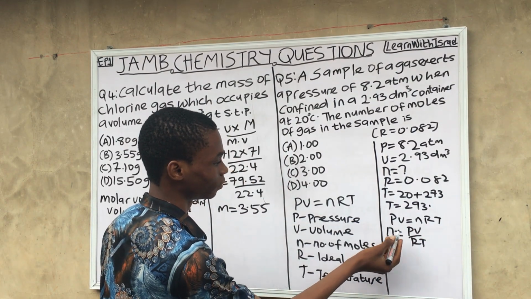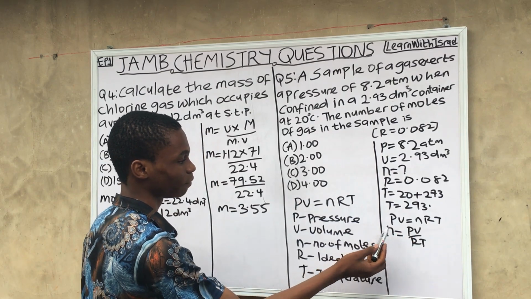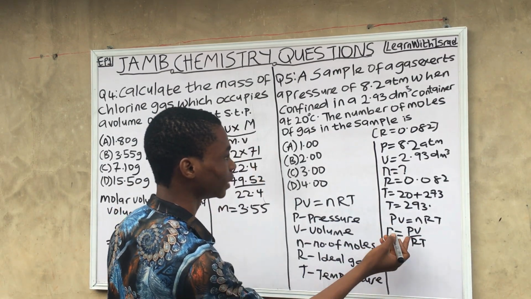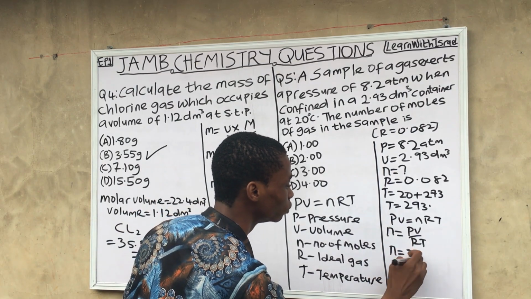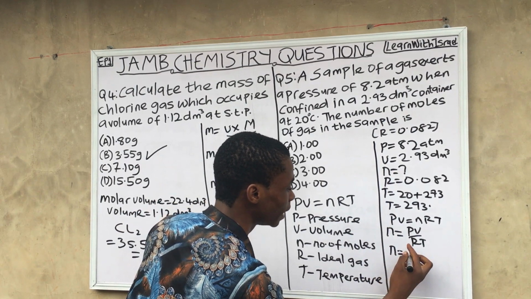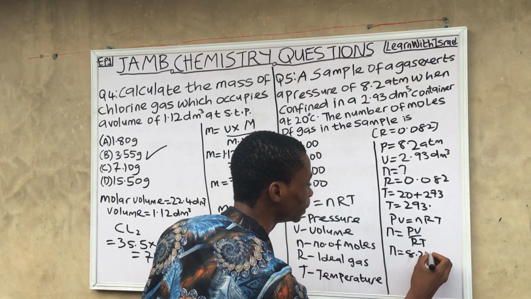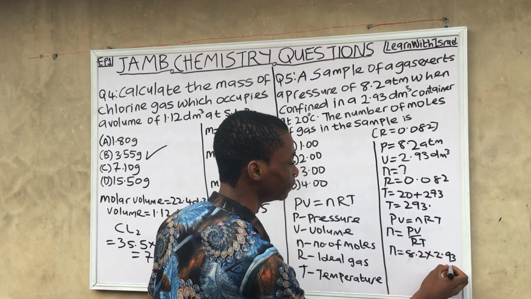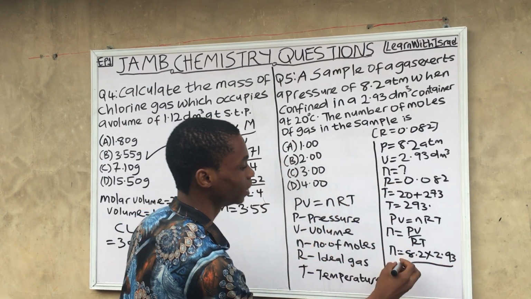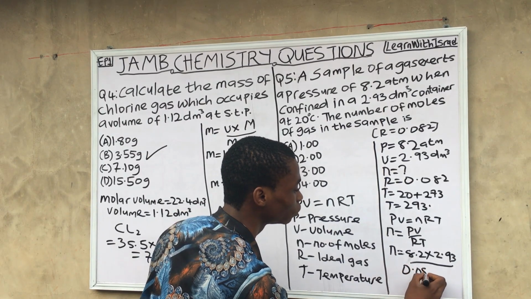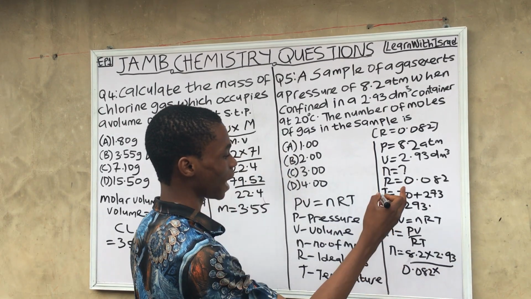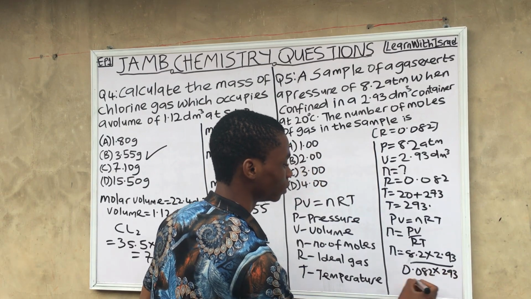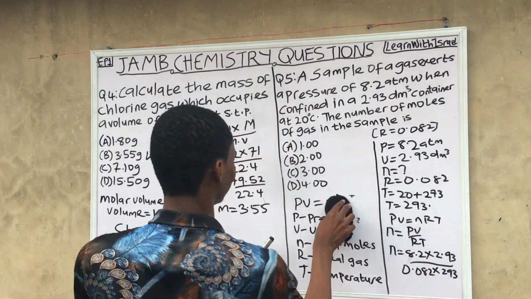Input the values. Once we use that formula, PV will go up while RT will come down. So our number of moles equals, what's our P? Our P is 8.2, multiplied by our volume, which is 2.93, divided by our R, which is 0.082, multiplied by our T, which is 293. So let's clean the board.